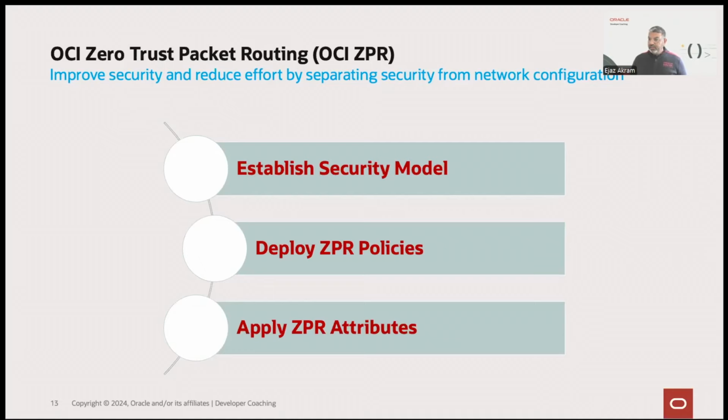Within the security model, you can create things like namespaces and security attributes. And the ZPR policies are where you actually combine those to write very simple-syntax policies to be applied, and you'll see that in a demo. And then finally, you apply those attributes onto the resources which you want to control.